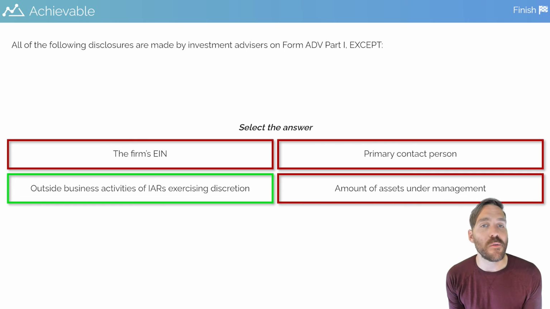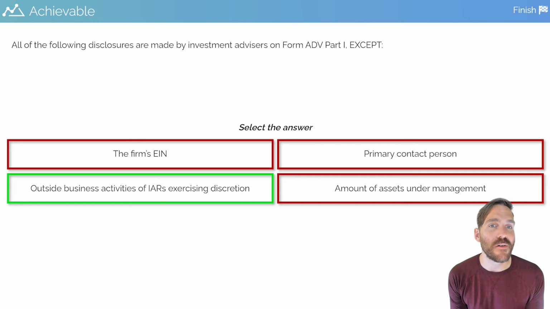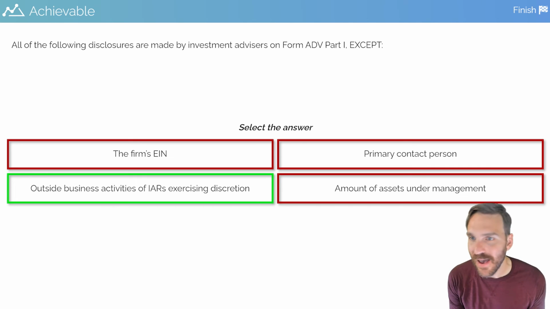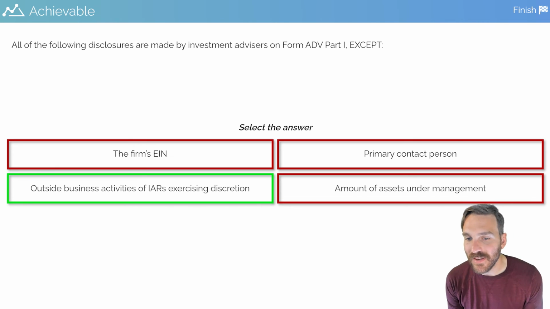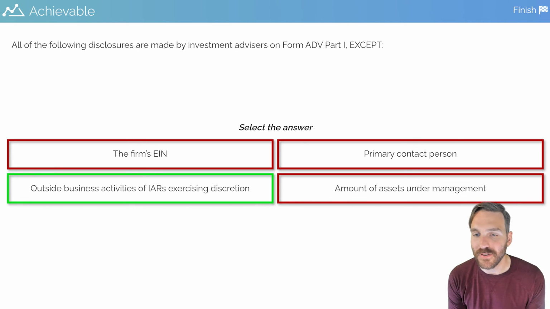The whole point of Form ADV Part I is to notify the regulators who they are regulating. Who is this advisory firm you're regulating? What's their history? How do I find them? Who should I contact if I have questions, etc.? And the one thing up here that didn't relate to any of that is our right answer. The outside business activities of investment advisor representatives exercising discretion goes in a different part of Form ADV and doesn't relate specifically to the firm notifying the regulators who they are.